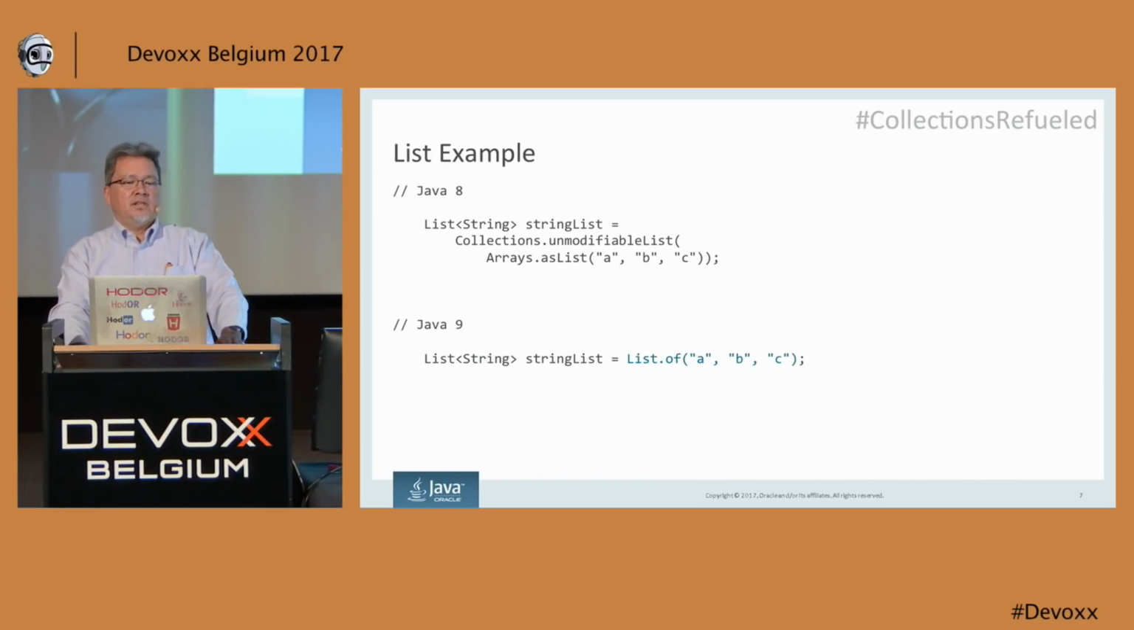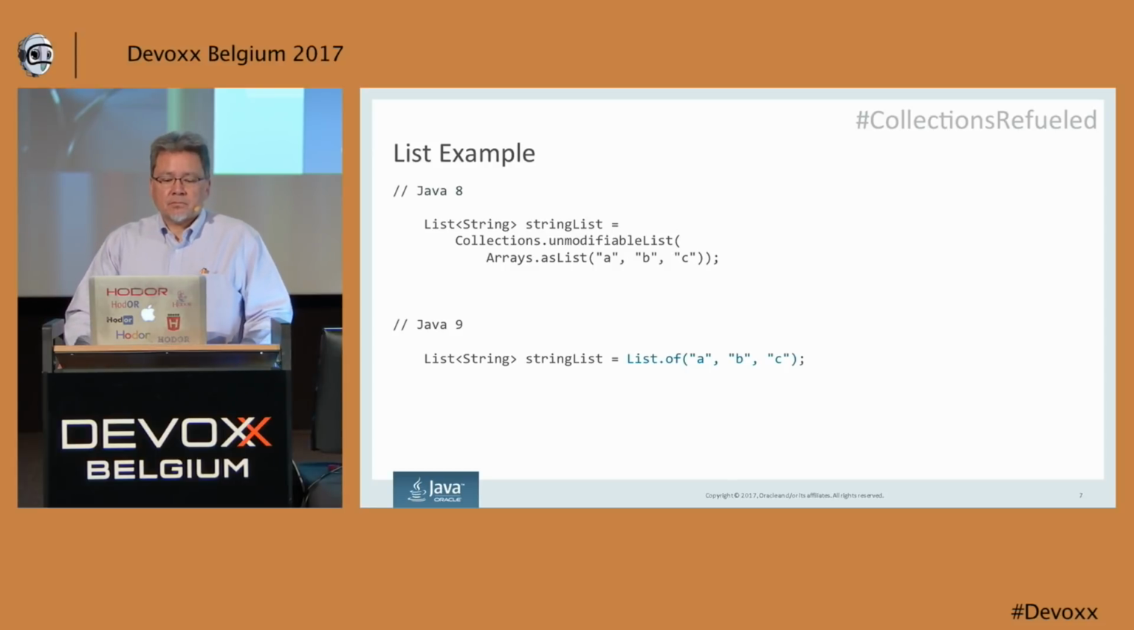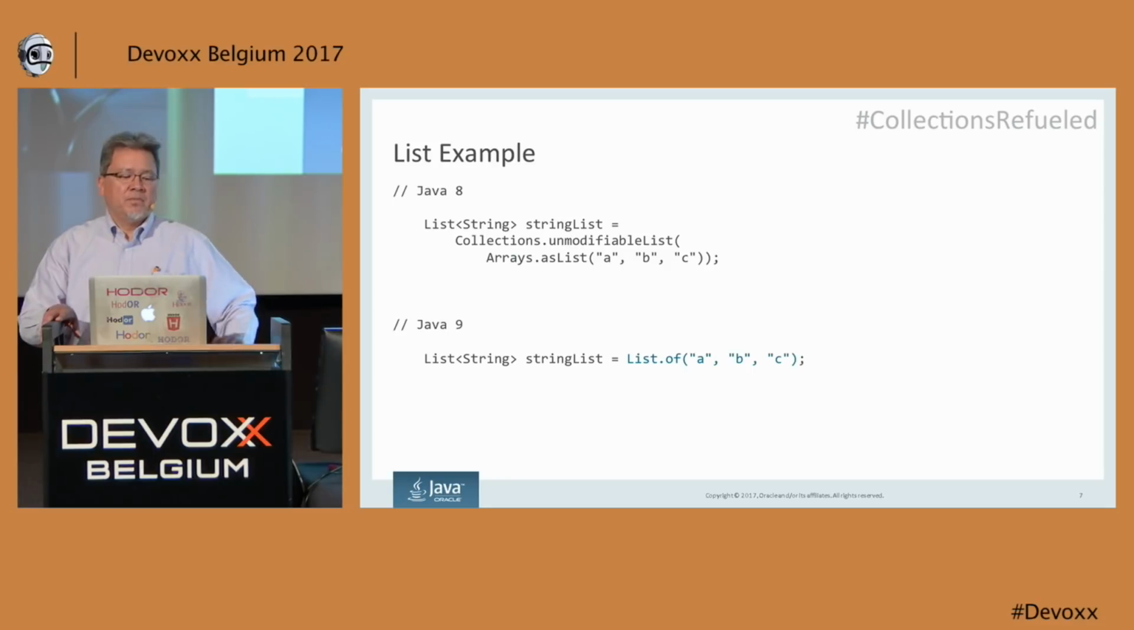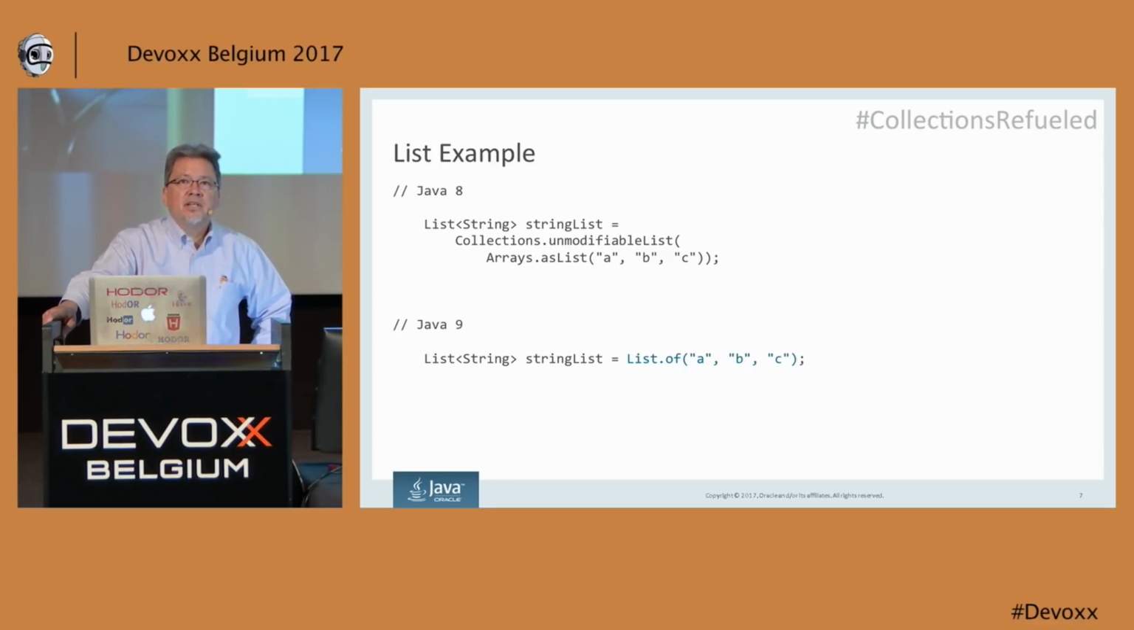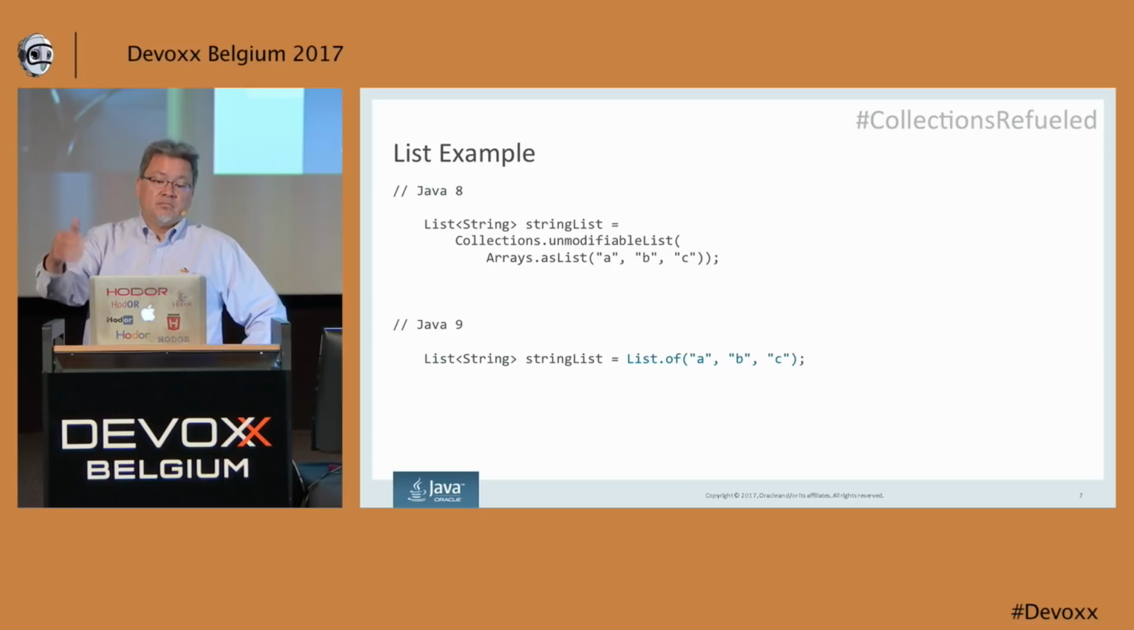All right, so let's show these things in action. Suppose you wanted to have a string list that was unmodifiable. In the past, I'll read this from the inside out, you'd say Arrays.asList to get a sequence of elements, and then wrap that in Collections.unmodifiableList, and then assign that to your variable. And in Java 9, all you have to do is say List.of("a", "b", "c"). That's pretty easy, pretty straightforward.